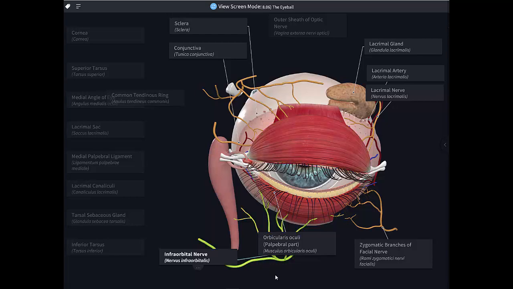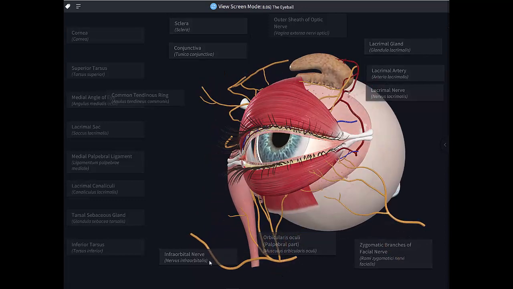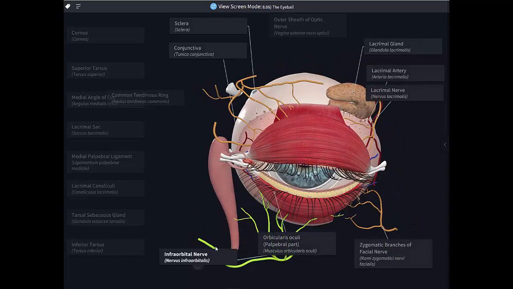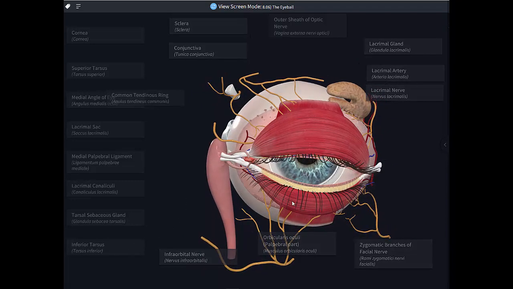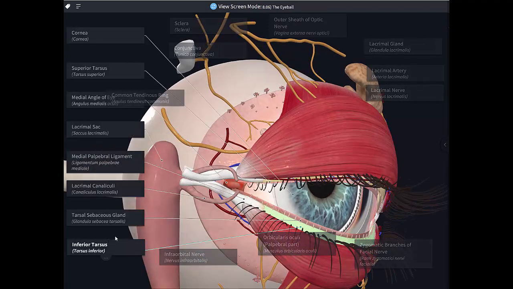Below that is another nerve. This is called the infraorbital nerve that will exit through a foramen called the infraorbital foramen. And this is purely a sensory nerve. Deep to the tarsal muscles, so the inferior and superior tarsal muscles, we'd also find the tarsus itself, which is kind of like a cartilaginous plate.